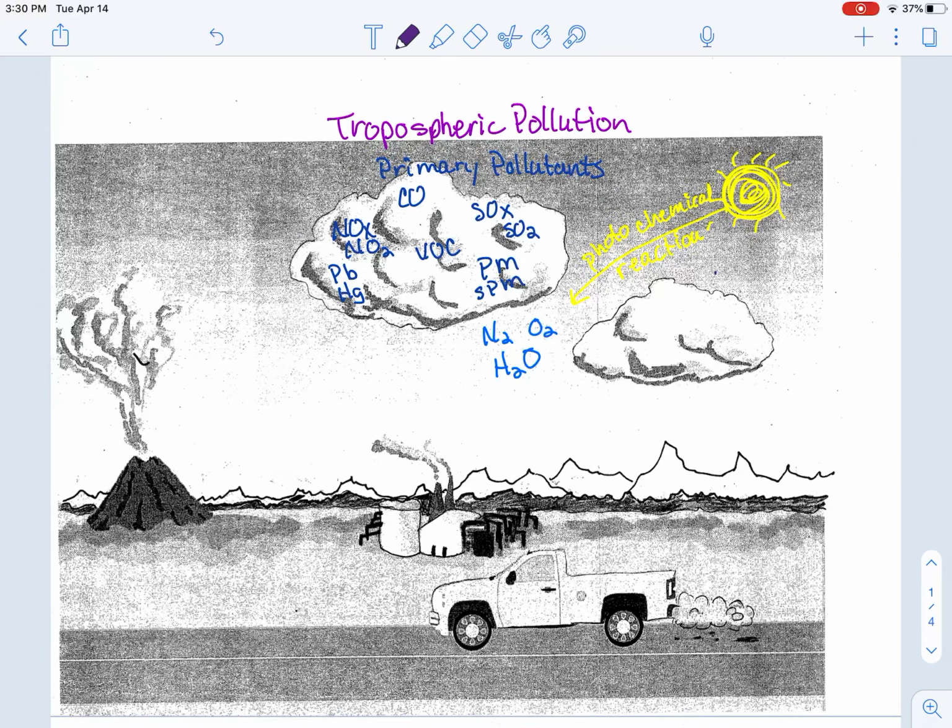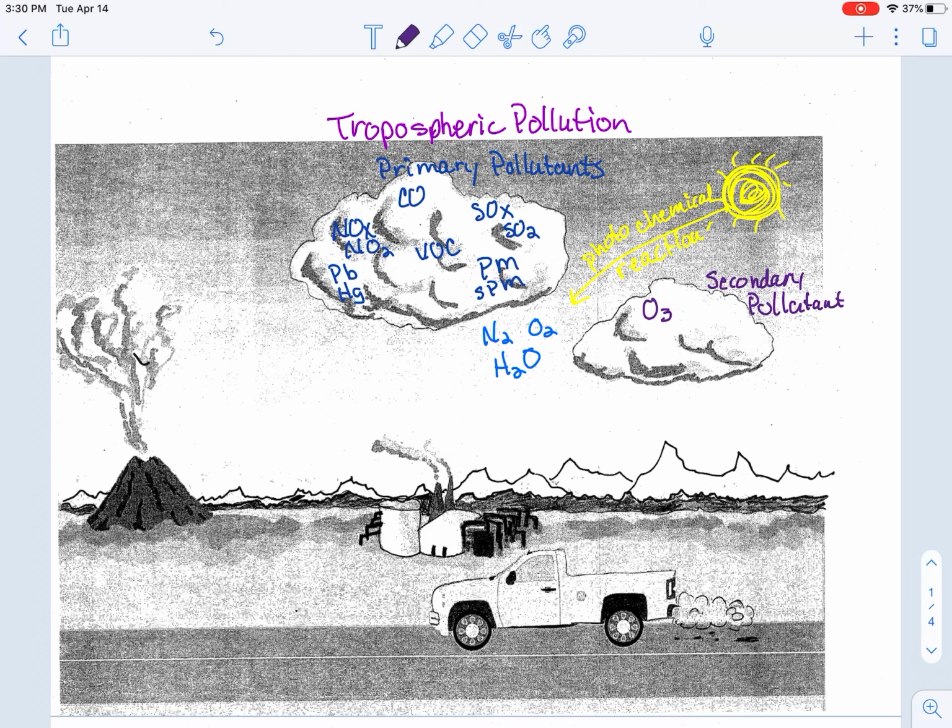So our secondary pollutants are going to be over here. These are not found, like they don't go into the atmosphere directly. They actually come up and then react. The primary pollutants react with either the naturally found chemicals such as nitrogen, oxygen, and water vapor to form these secondary pollutants. All right, so the big one here is ozone, O3.